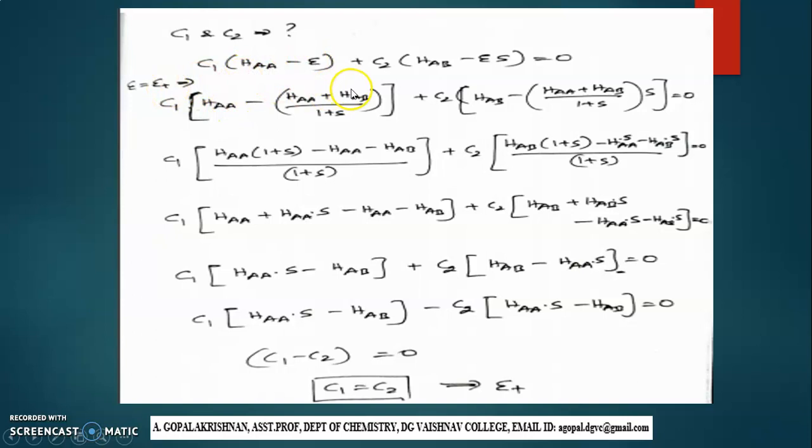first I will put E plus. This is the expression for E plus. Similarly, you put the expression for E plus here. Then if you simplify this, finally you will end up with this answer. So for E plus state, the coefficients C1 and C2 are equal.